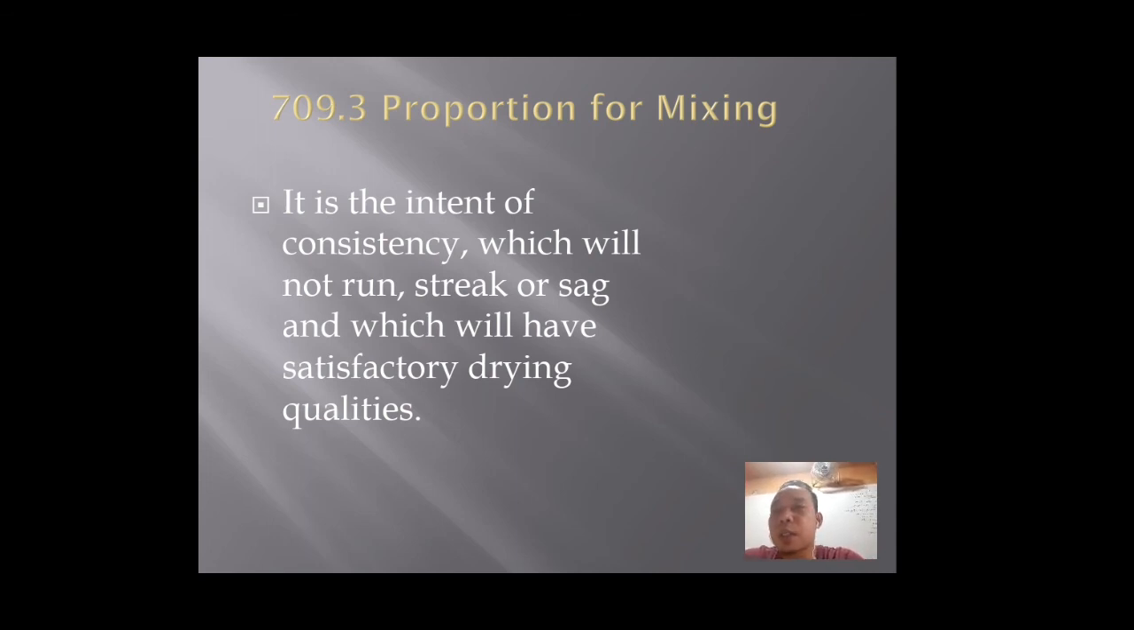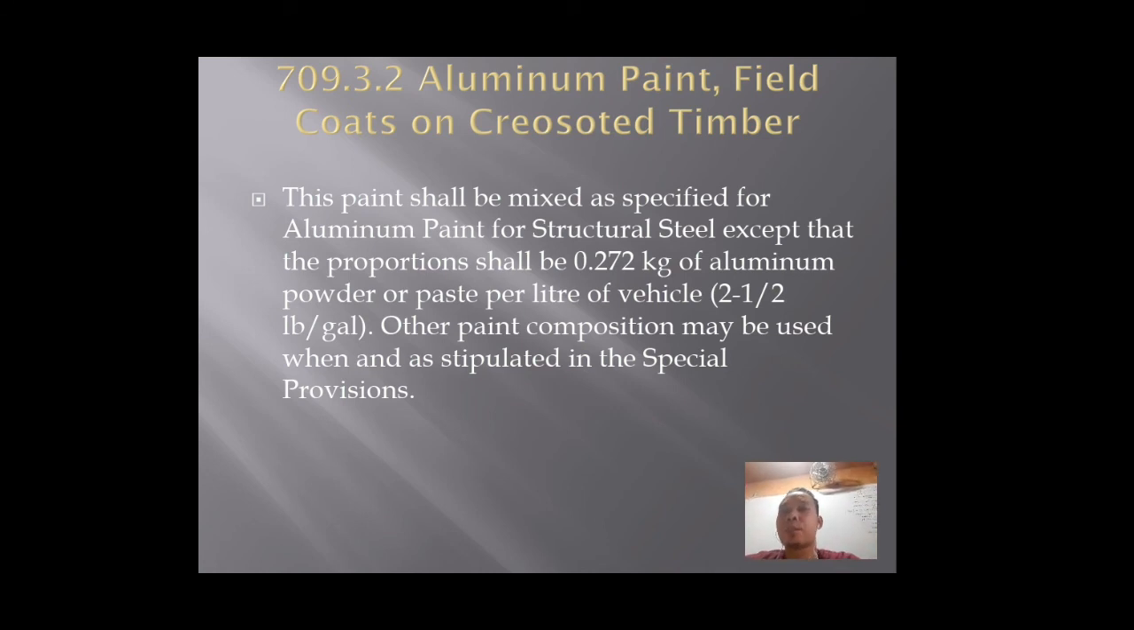So next sub-item 709.3 about proportion of mixture. In this intent of consistency, which will not run, streak or sag, and which will have satisfactory drying qualities. Sub-item 709.3.2, so about aluminum paint, filled coats on creosoted timber.